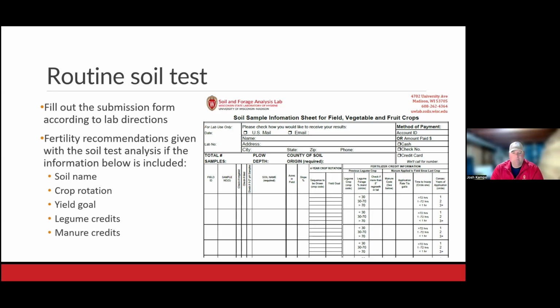Okay, so those profitable fertility recommendations is what you're going to be getting back. We need to include the soil name, the crop rotation, the yield goal for that crop, any legume or manure credits that are present in that field. Those are all information pieces that will help us get the most accurate fertility recommendation back from the soil lab.